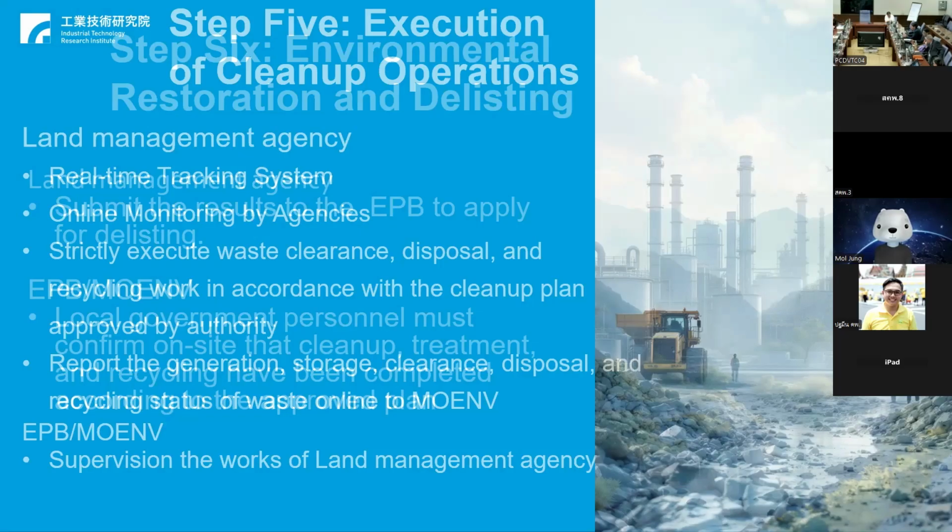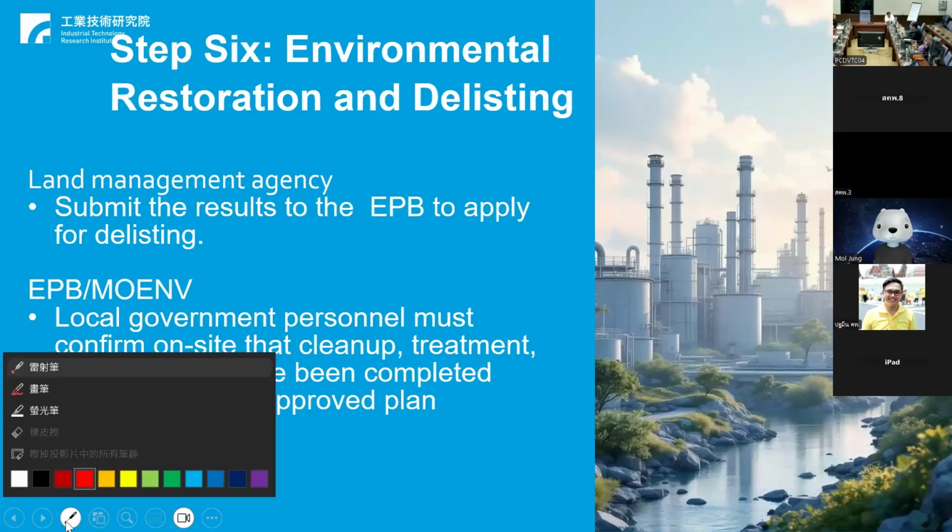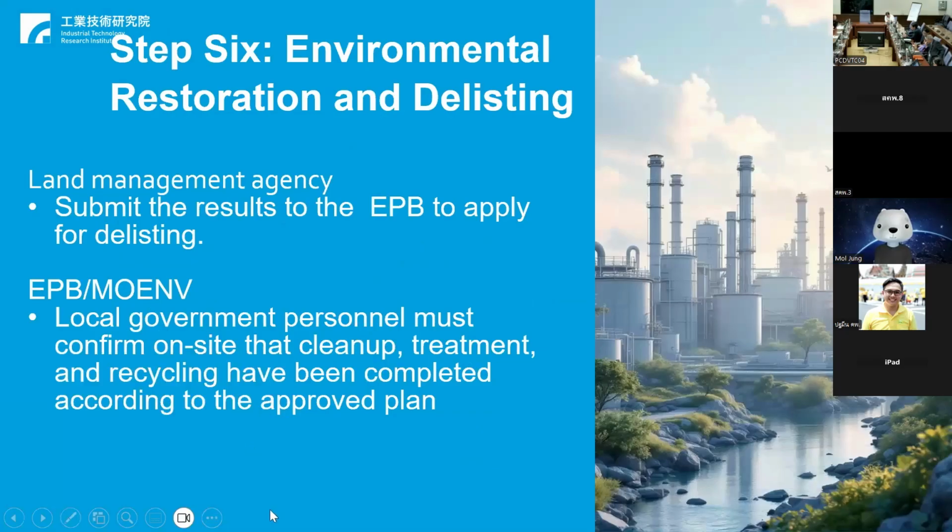After the cleanup operations are completed, soil and groundwater testing must be conducted. Delisting can only occur after confirming the environmental safety, and a long-term management mechanism must be established to prevent further illegal dumping. The easy way is to use a fence to surround the site. That's the most common measure used by the land management agency.